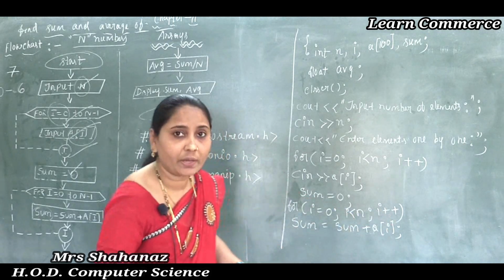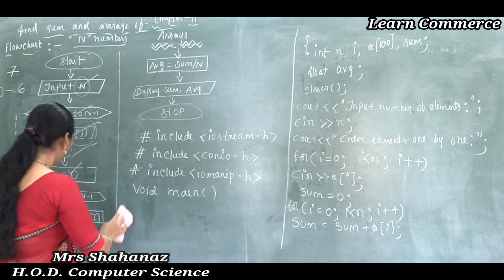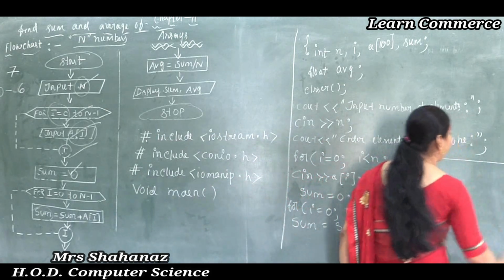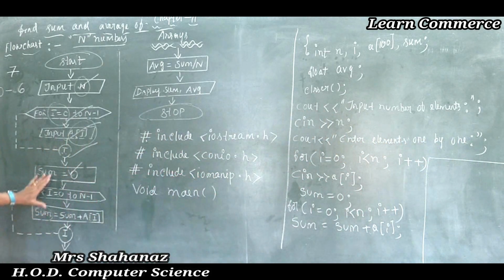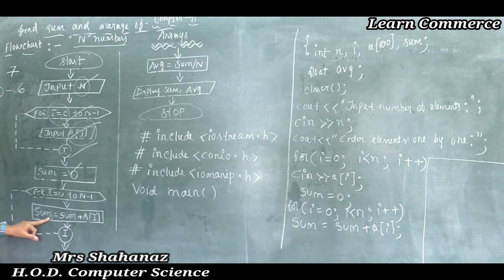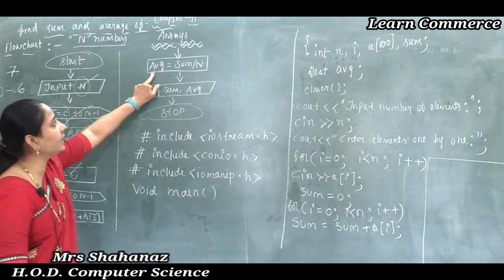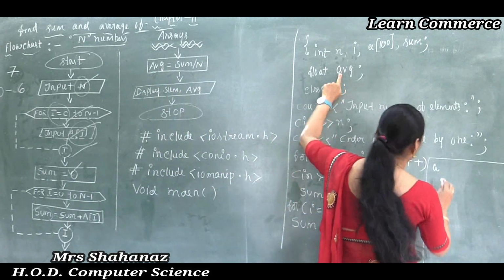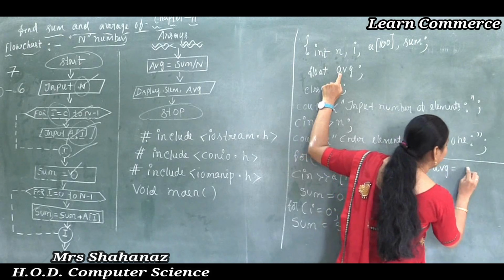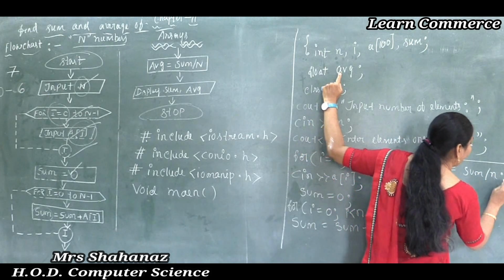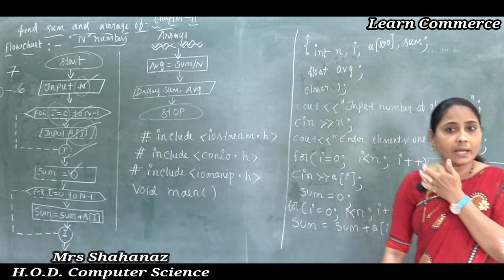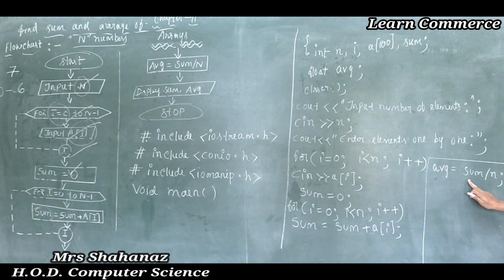In this way we need to use the looping condition here, and after the looping condition we need to use the calculation of the average. That means we completed sum is equal to 0, for I is equal to 0, I less than n, I plus plus, sum is equal to sum plus a of I, and later the calculation of the average. So how do we calculate the average? The declaration is small letter avg. So avg is equal to sum by n. This is calculating the average.